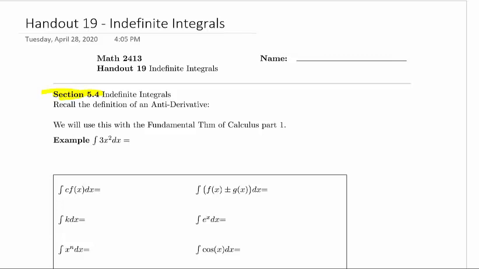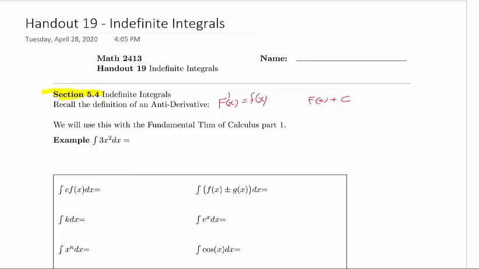And recall that the definition of an antiderivative is: if we have a function like this, and if we take the derivative of this function, we'll get this right here. That's the definition of an antiderivative, and so the most general antiderivative will always take the form of f of x plus a constant.